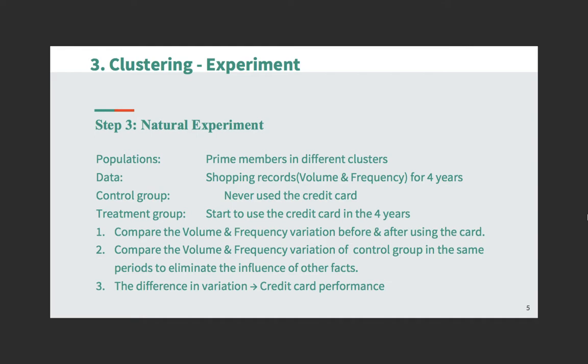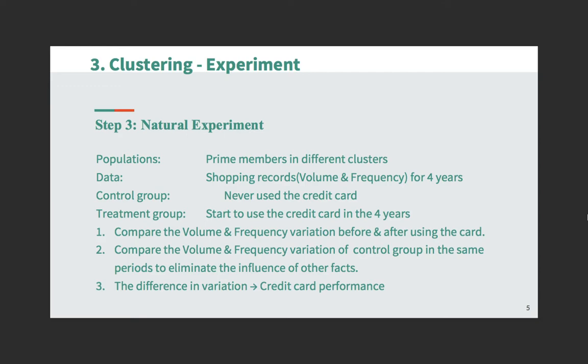To figure out the influence, a natural experiment should be conducted based on the historical data. We randomly pick Prime members with more than 4 years of Prime membership in the k clusters we just constructed. Based on their recent 4-year shopping behavior records, we divide those customers into two groups, the treatment group and the control group. So the treatment group members all started to use the Amazon Prime credit card at some point during the 4 years, while the control group never had a card.